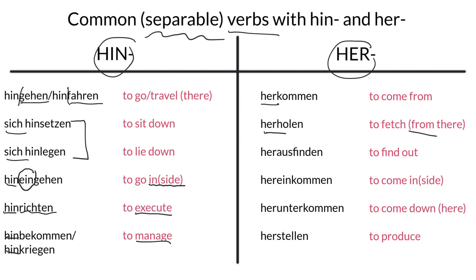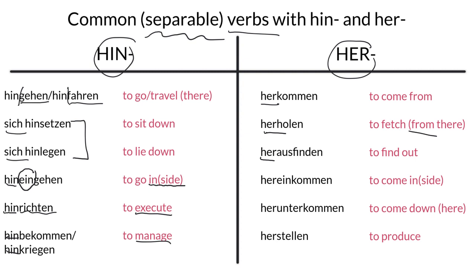The next one is metaphorical, herausfinden, to find out. And notice that we're using a her because we're fetching something, this time sort of data or information, from somewhere else outside of our mind to where we now understand it.